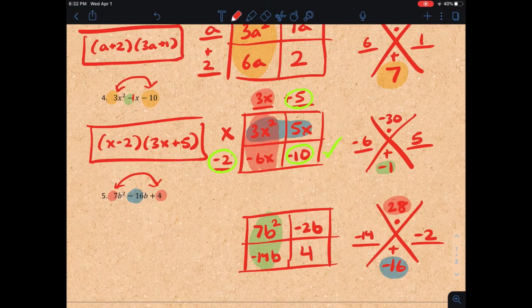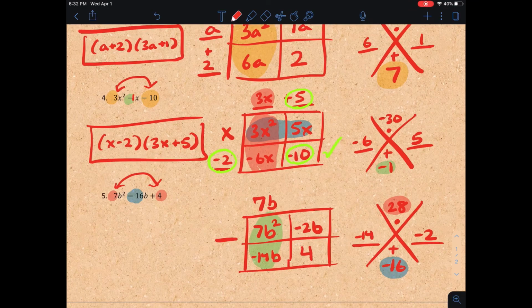I'm going to look at the two terms, 7b squared and negative 14b, and I'm going to try to figure out what the GCF is. Let's just start with the numbers first. Let's look at the 7 and the negative 14. What's the greatest common factor? A positive 7. Now look at the variables, b squared and b. What's the greatest common factor there? It would just be b.